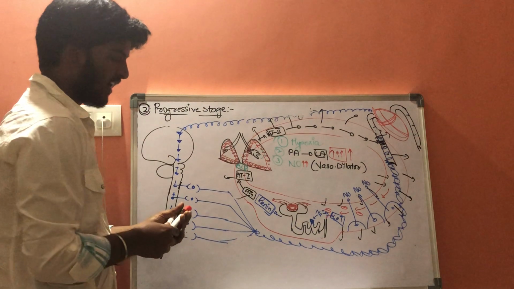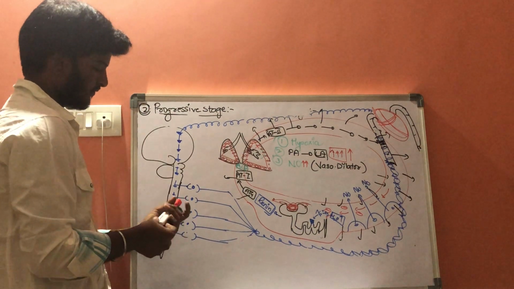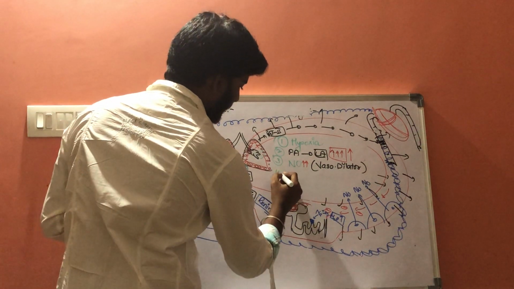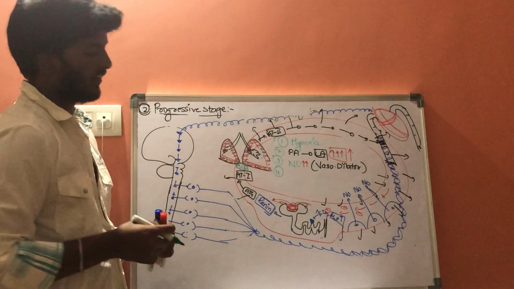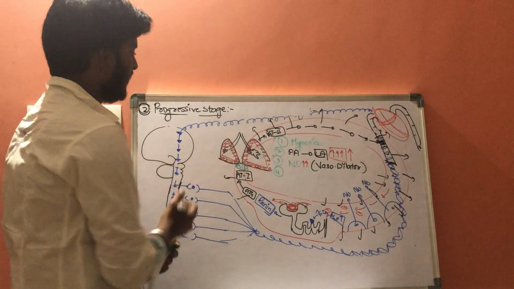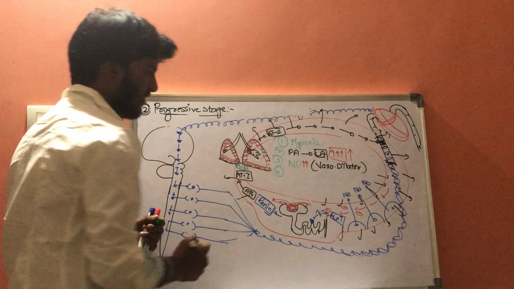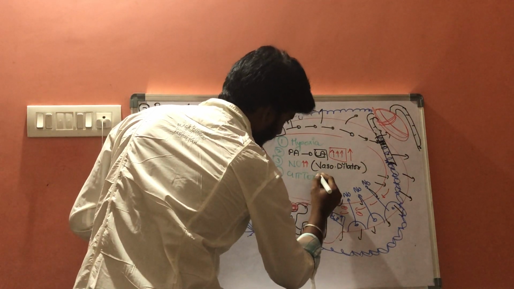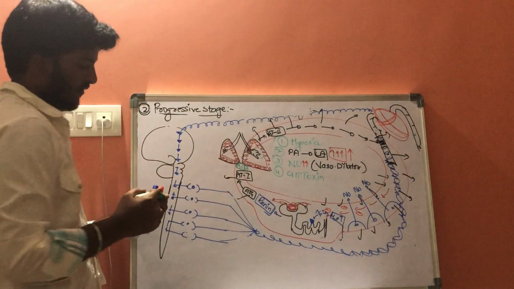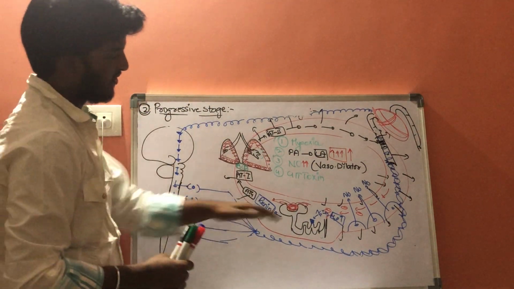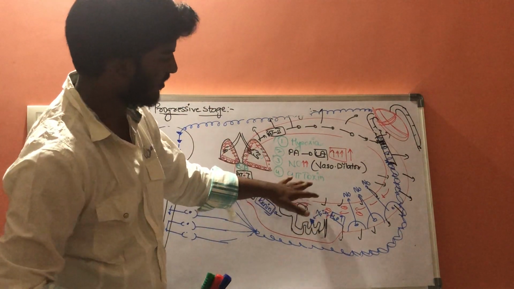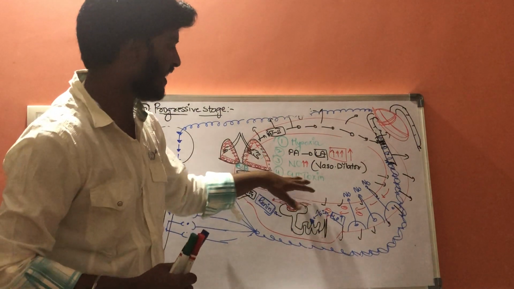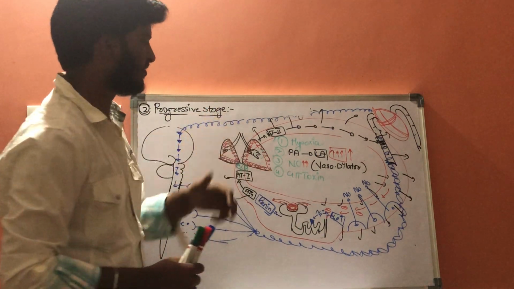Now, the next characteristic feature is that there will be production of toxins within the gastrointestinal tract. GIT toxin. There are certain toxic molecules which are synthesized within the gastrointestinal tract during this progressive stage.